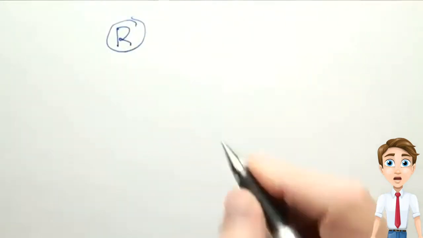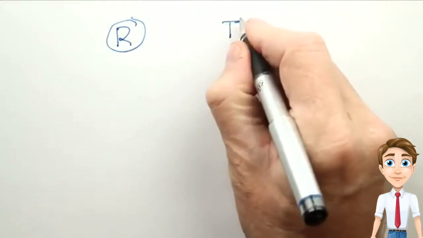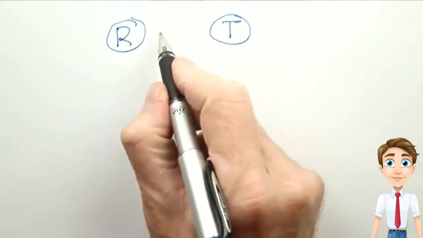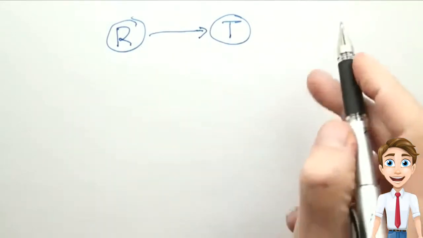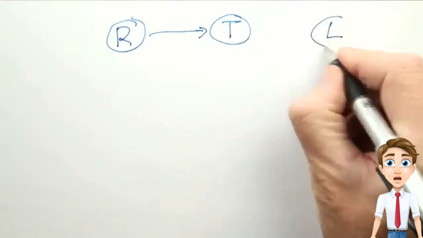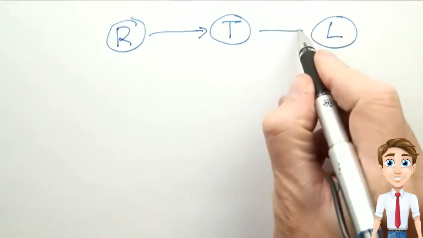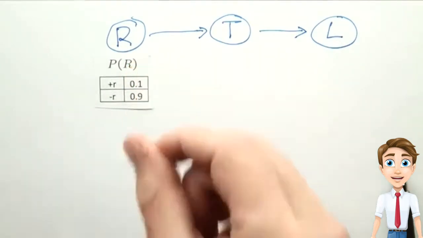R indicates whether or not it's raining. T indicates whether or not there's traffic, and T is dependent on whether it's raining. And finally, L indicates whether or not I'll be late for my next appointment, and that depends on whether or not there's traffic. Now, we'll put up the conditional probability tables for each of these three variables.